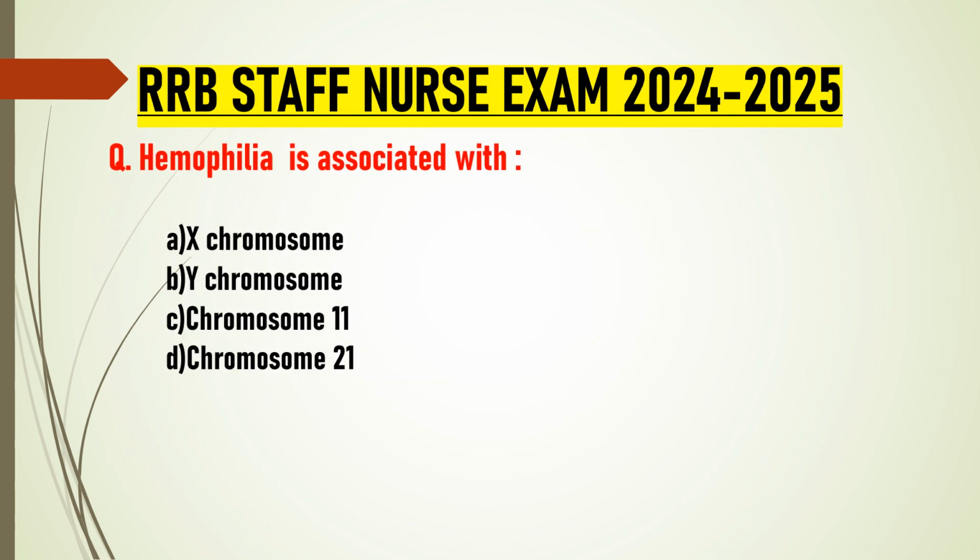Hemophilia is associated with. Options are: option A, X chromosome; option B, Y chromosome; option C, chromosome 11; option D, chromosome 21. So the answer is option A, X chromosome.